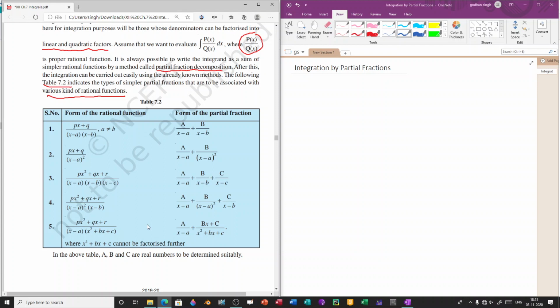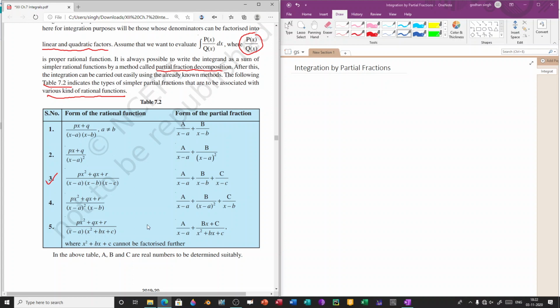Very simple one. Similarly, the second one, that is (px plus q) over (x minus a) whole square, can be written in the form of partial fractions as A by (x minus a) plus B by (x minus a) whole square. Similarly, we have the third one, that is (px square plus qx plus r) over (x minus a) into (x minus b) into (x minus c), equal to A over (x minus a) plus B over (x minus b) plus C over (x minus c).